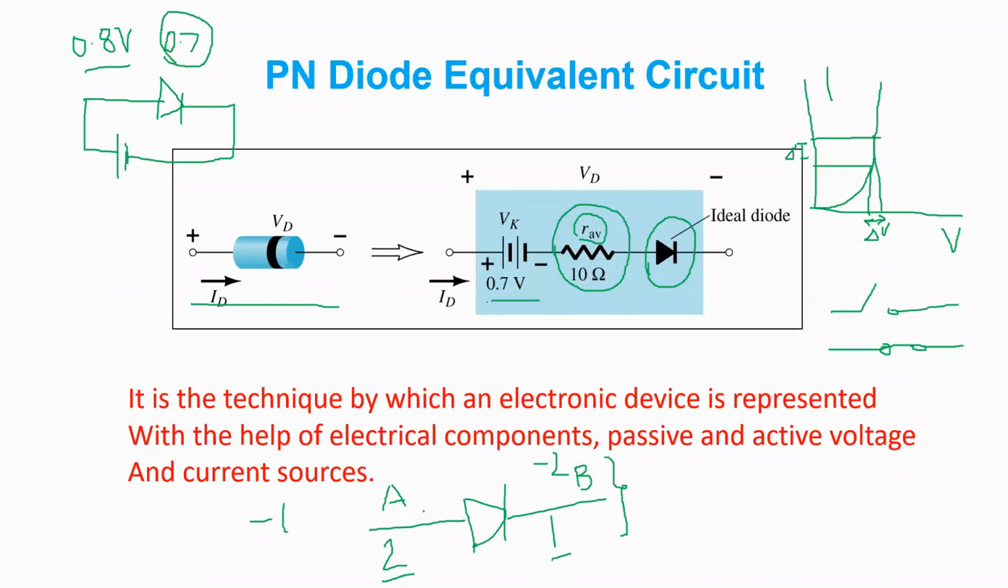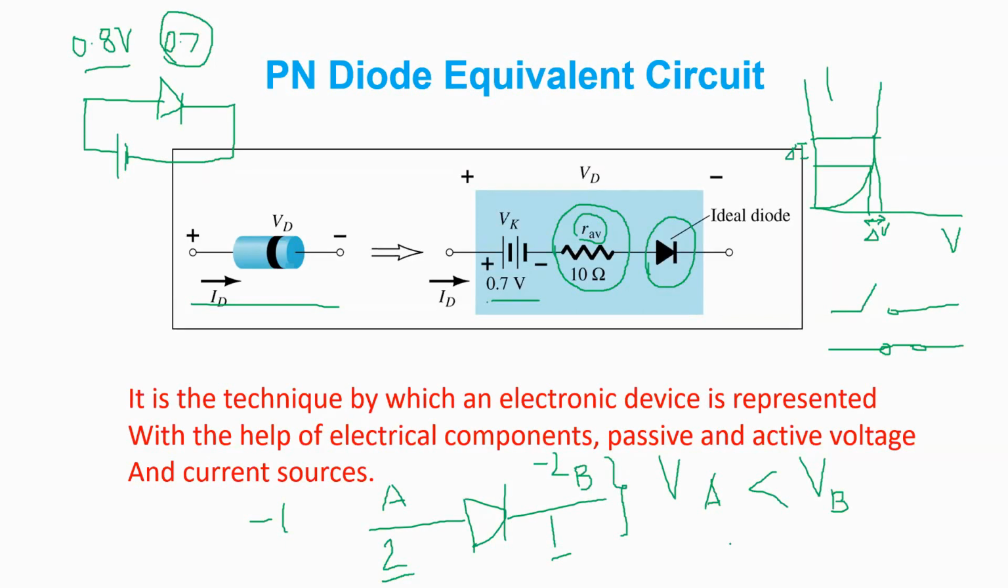In case of reverse bias, the potential at A should be less than the potential at B. So this is the important thing. In this particular slide, we have discussed how a diode can be replaced with an equivalent circuit.